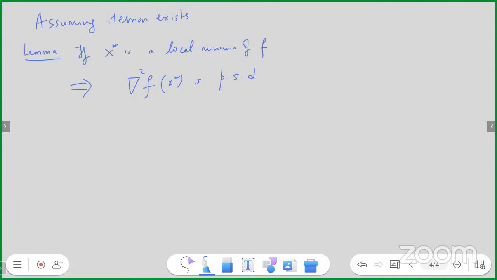Okay, any idea what we should do? Take the help of the Taylor series. And then do what? Remove the higher order terms, I will neglect that. And since it is a local minimum, the first order term will be 0. And from there we can show it. Okay, from the Taylor series again.